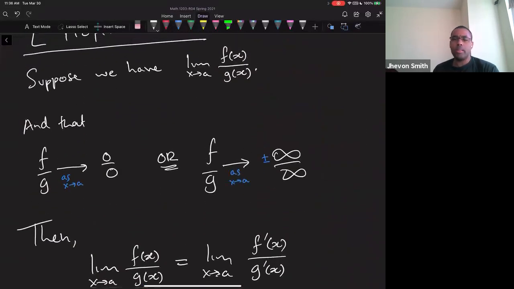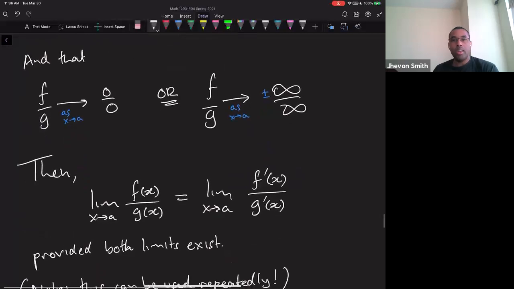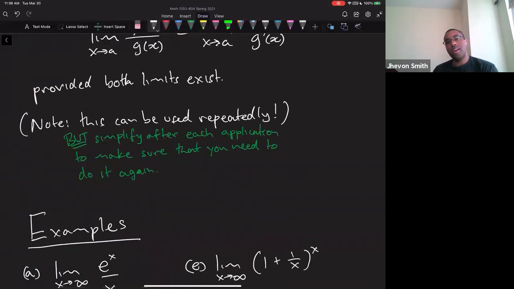So suppose you're taking the limit of a division of functions, and that limit approaches 0 over 0 or infinity over infinity with whatever combination of plus and minuses. Then it turns out that you can differentiate the top and differentiate the bottom. And as long as the original limit exists, this new limit will actually give you the same answer. You can do this repeatedly as often as you want. And I would recommend that you simplify between each application, because you might notice that after applying L'Hopital's rule once, you might think you need to apply it again, but you probably don't. If you just simplify it algebraically, you'd realize that, oh, I can determine the answer now.